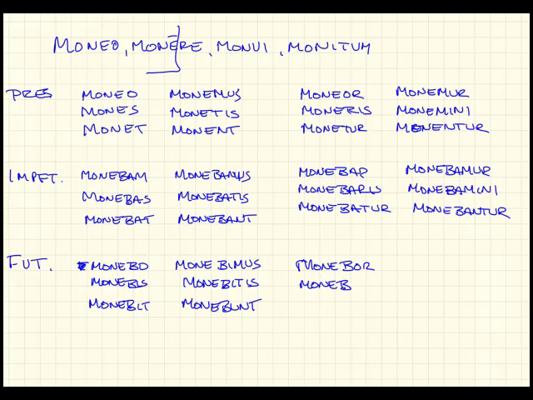mone, you want it to be beris, but it's going to be aris with the E sound, with the letter E. Monebitur, monebimur, monebimini, monebuntur.